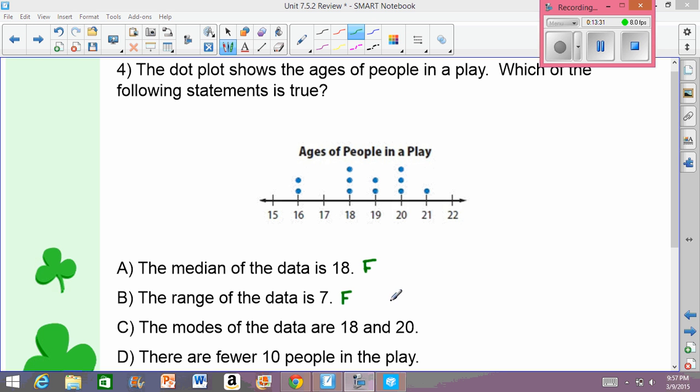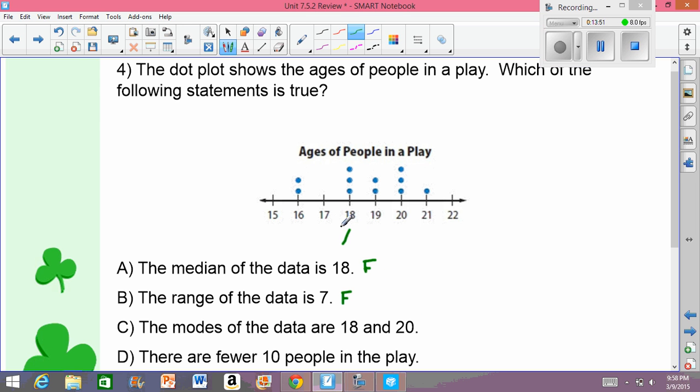Now moving on to statement C. Mode. Remember that a mode is when the data appears most often. You could have no mode, you could have one mode, you can have more than one mode. So this one tells us that the data pieces that appear most often are 18 and 20.